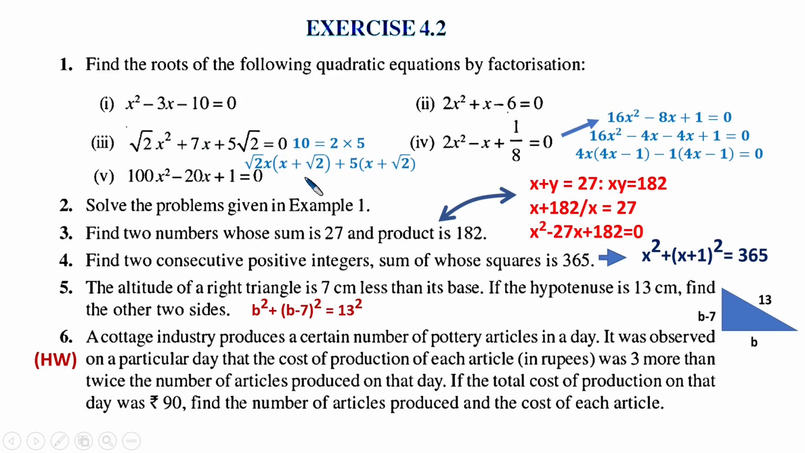Now I write this as 2x plus 5x, and this is square root 2 into square root 2, which is 2x. So x square plus 2x, plus 5x plus 5 root 2. So how do you factorize this? This x plus root 2 is common.